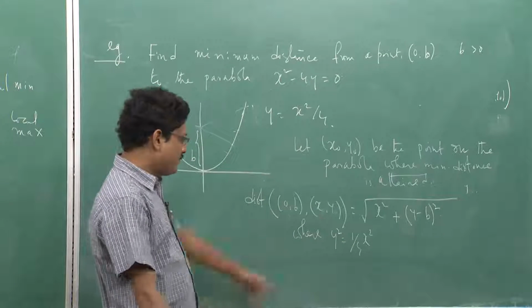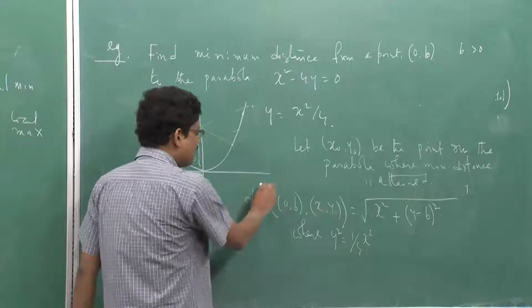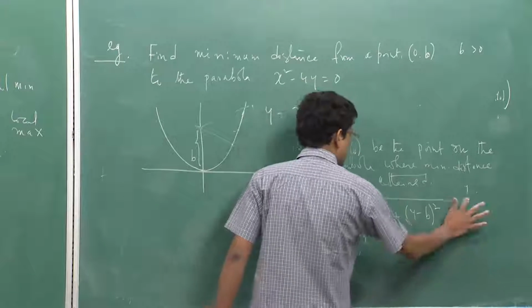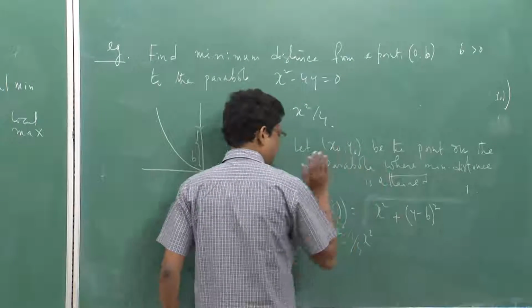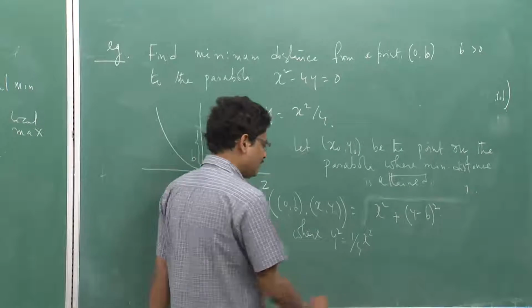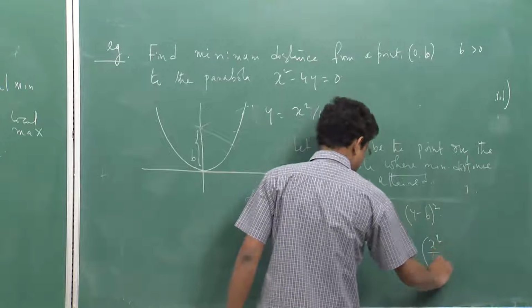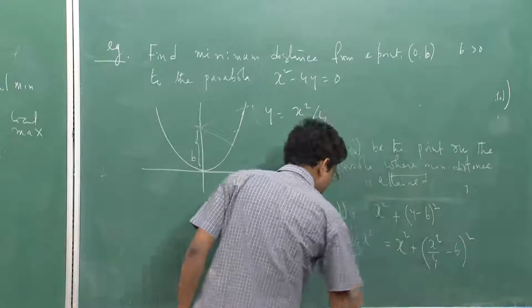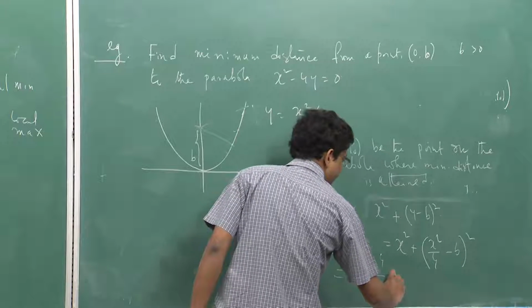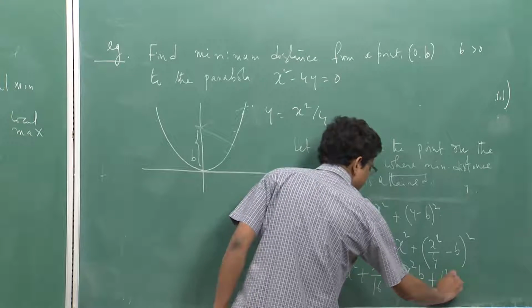Now, if you see, this distance is a positive function. So, instead of minimizing this distance, I could as well minimize distance squared, that will minimize distance as well. So, I can get rid of this root, so that the derivative calculation is easy. So, this will give us x squared plus x squared by 4 minus b, whole squared, which is x squared plus x power 4 by 16 minus x squared b by 2 plus b squared.